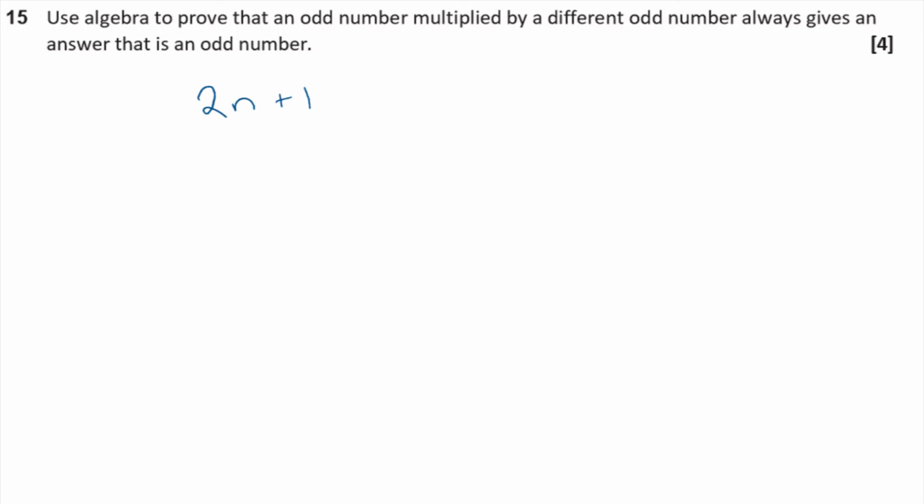Okay, now in this case we need a second one, so we need 2 odd numbers. So I'm gonna choose a different one, like 2m plus 1. Okay, they're my 2 odd numbers. So I've got 2n plus 1 and 2m plus 1 are 2 odd numbers. Okay, so this is my first odd number, and this is my second odd number.